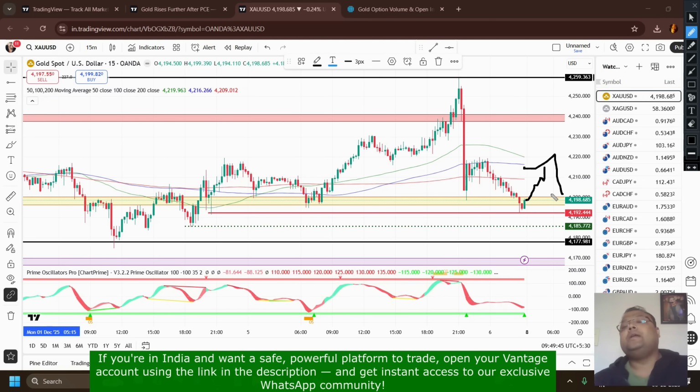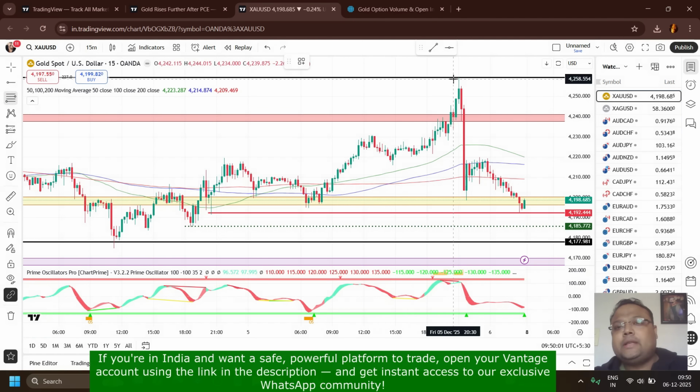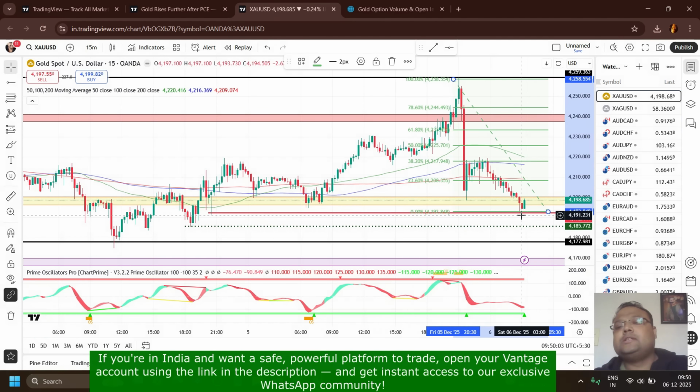Let's see in which direction the market goes. If the market shows a big recovery, that's a different story, but recovery chances are not high right now. And if the market goes up also, the selling pressure may remain. Let's wait and watch. I will not suggest anything right now.